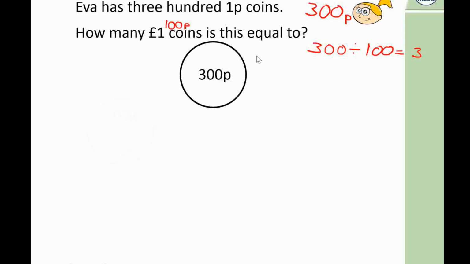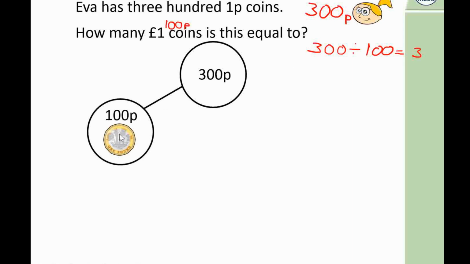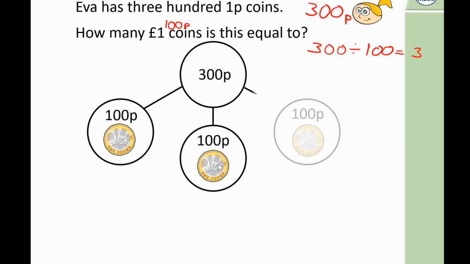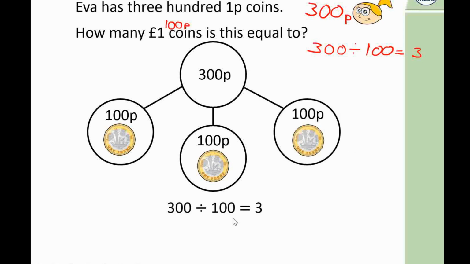300p here, that's what we said before. 100p is £1. This is what the £1 coin looks like. It's got gold on the outside, it's got all these sides, I think it's got 10 sides, and it's got silver in the middle. Not real gold and silver, but it looks like it. Another 100p, £1, and another one, which gives us £3. 300 divided by 100 equals 3.